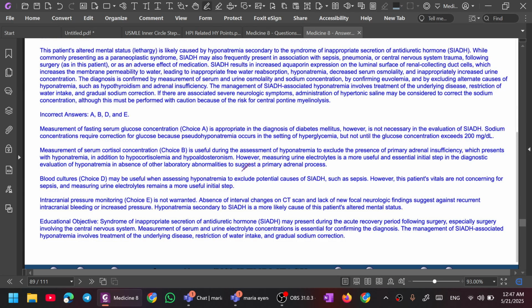Intracranial pressure monitoring is not needed. Absence of interval change on CT scan and lack of focal neurologic findings suggest against recurrent intracranial bleeding and increased pressure. Hyponatremia secondary to SIADH is the more likely cause of this patient's altered mental status. Okay, got it.